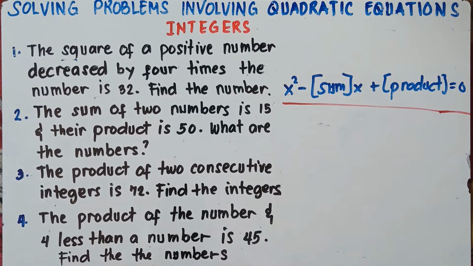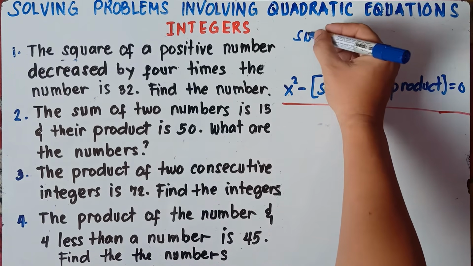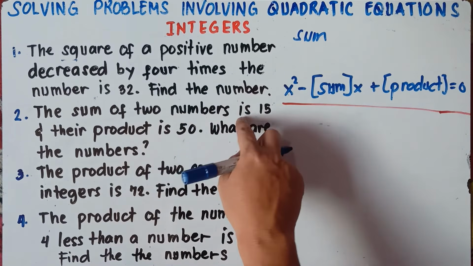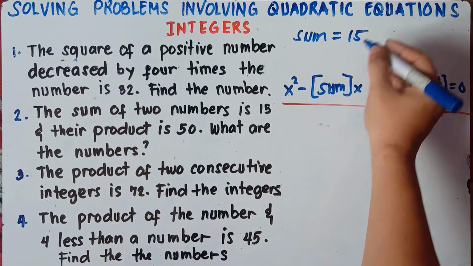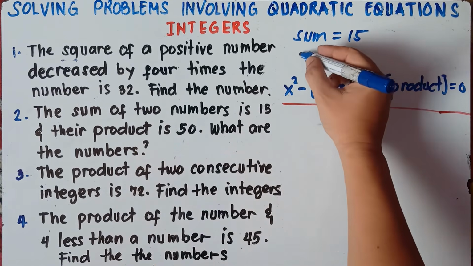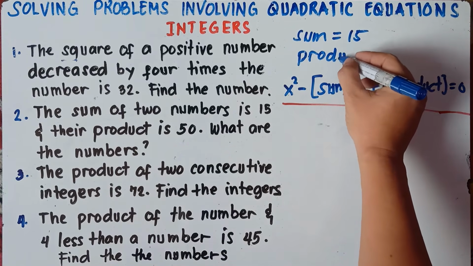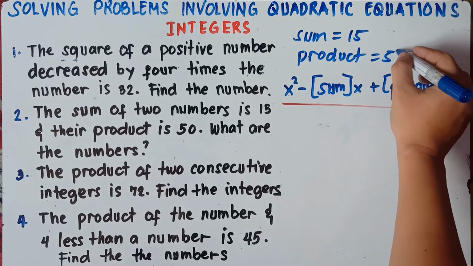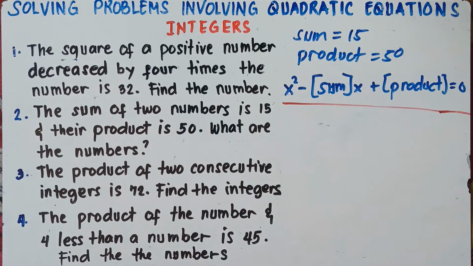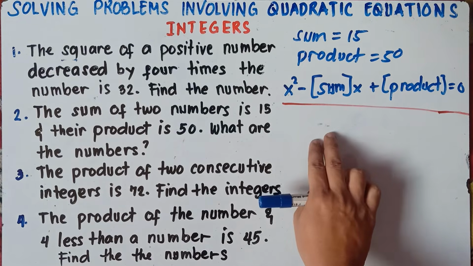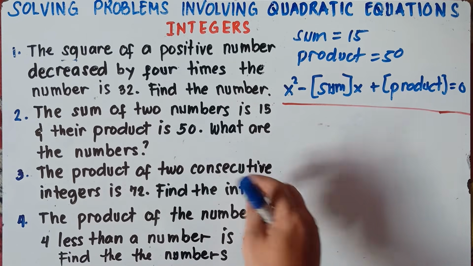Alright, so given the sum, so the sum of two numbers is 15. So the sum is 15. And their product is 50. So the product is 50. And you are told to find the numbers. So once again, just use this equation and you can find these numbers.